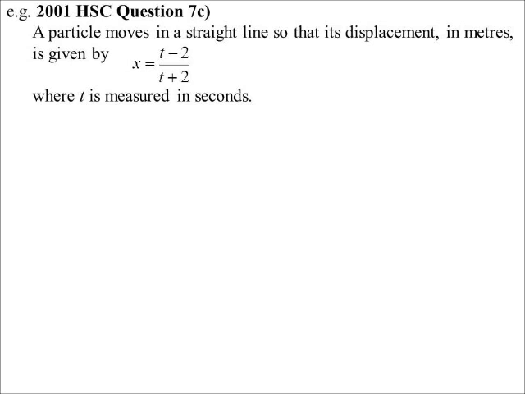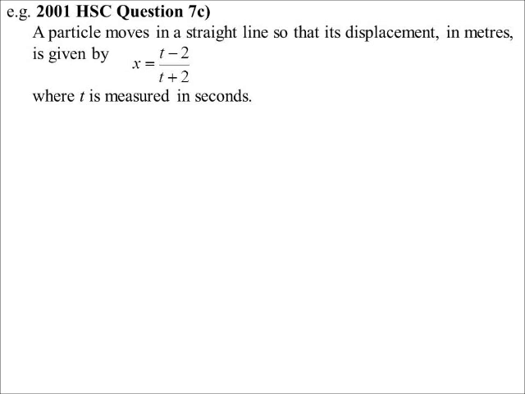All right, let's have a look at an HSC one. 2001, this must be a two-unit question, I think. A particle moves in a straight line. Displacement is given by this lovely formula, x equals t minus 2 on t plus 2. t is measured in seconds.